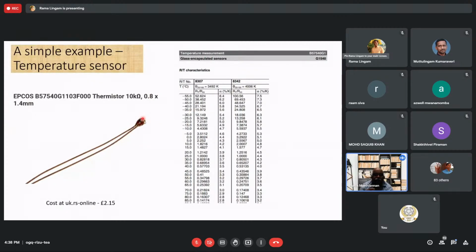And the data sheet gives you some temperature values and the corresponding ratio between RT over R25. RT is the resistance at the current point. R25 is the resistance at 25 degrees, which is room temperature. So if you go to 25 degrees Celsius, you can see.